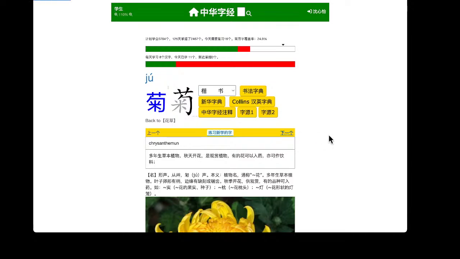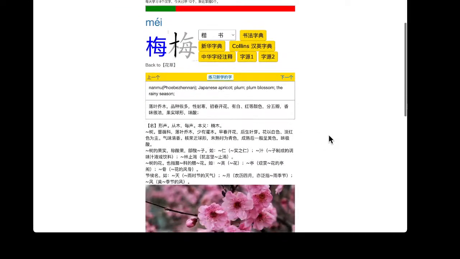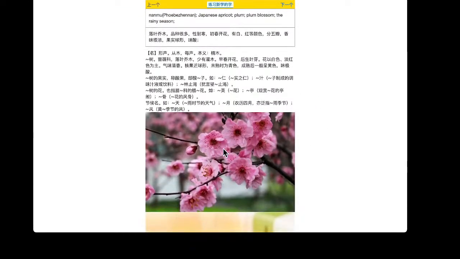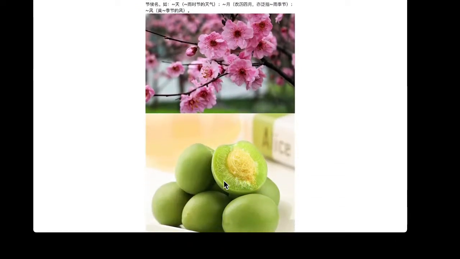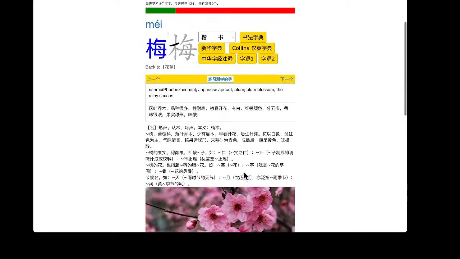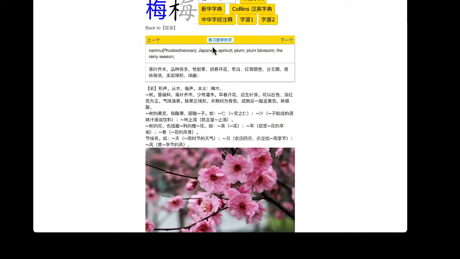So this is 菊. Next one, 梅. 梅 is this type of thing. Okay, and also the fruit looks like that. Now over here, Japanese apricot, plum blossom, that's referring to the flower. And the other meaning actually means the rainy season.